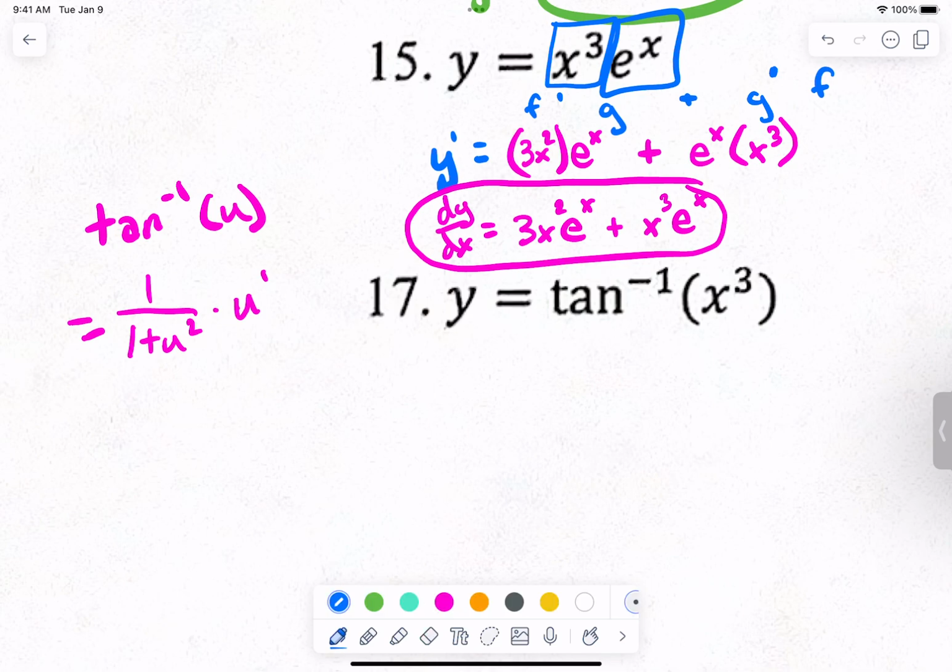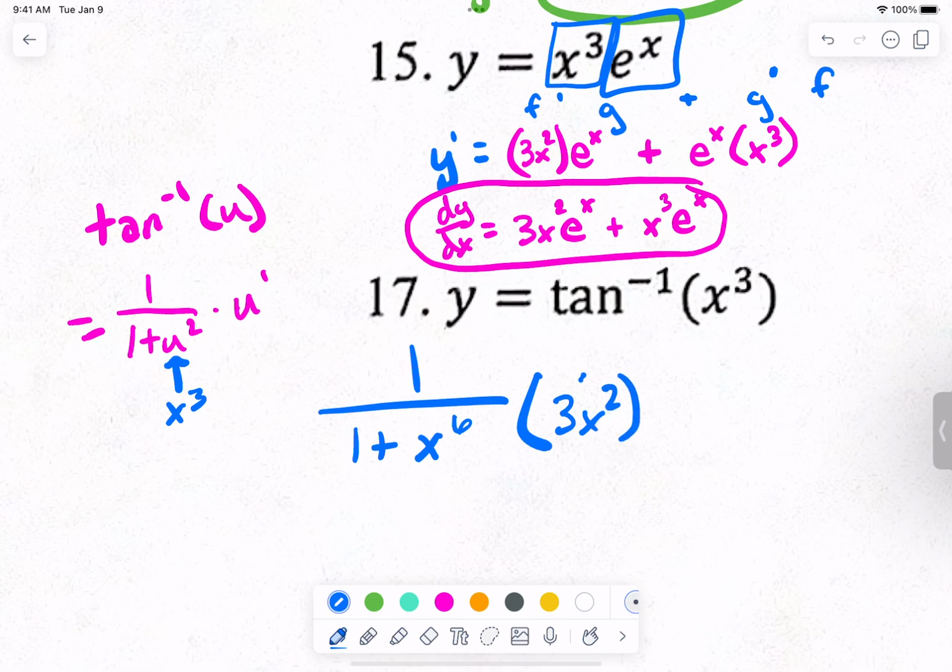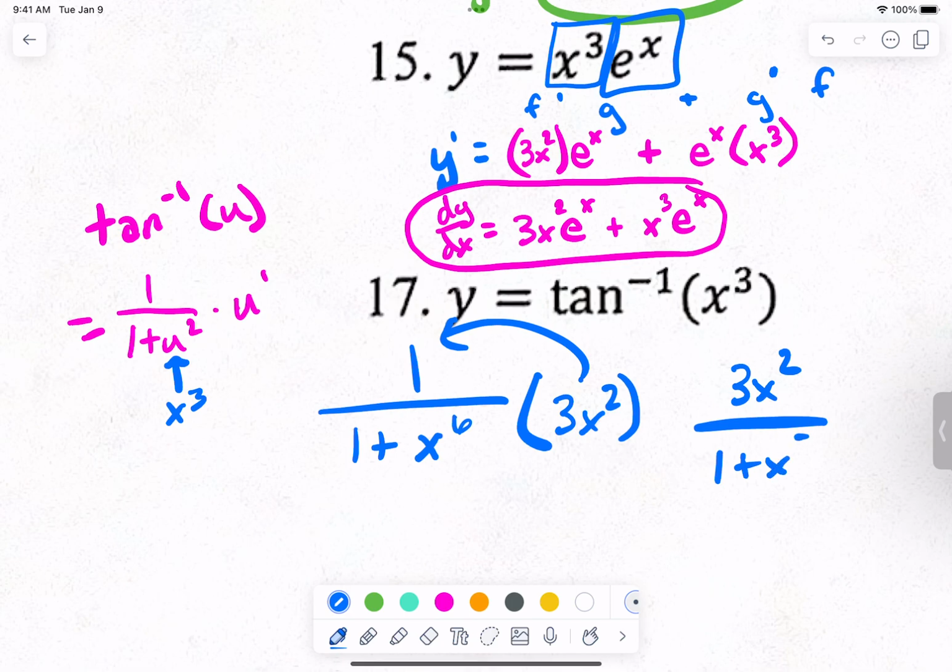Okay? So what's your u in this case? X to the third. So 1 over 1 plus x to the third to the second, x to the 6, times u prime, 3x squared. So you can lump him onto the top. 3x squared over 1 plus x to the 6. Awesome. That is your derivative.